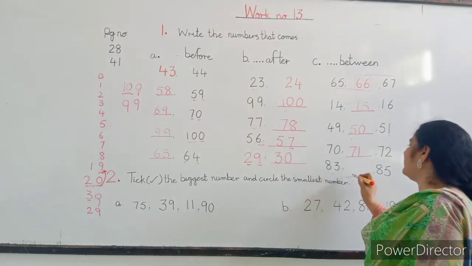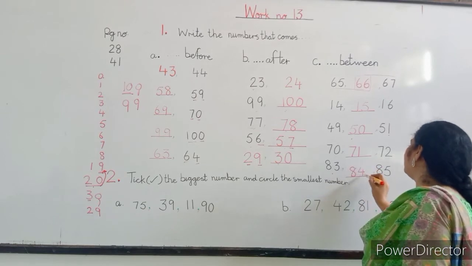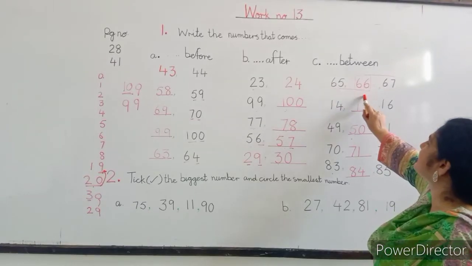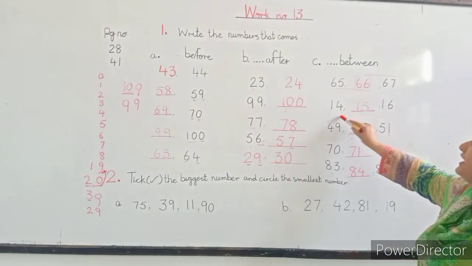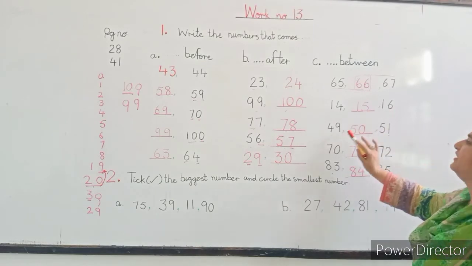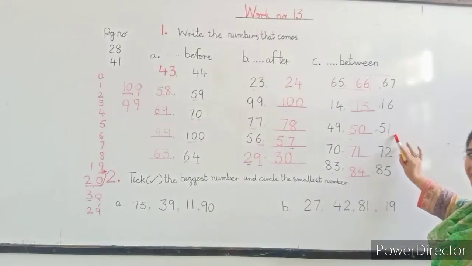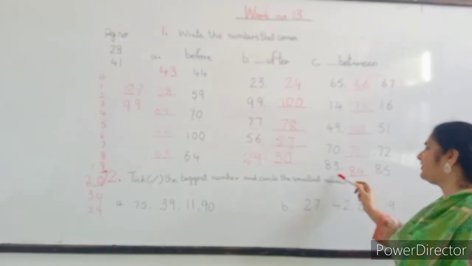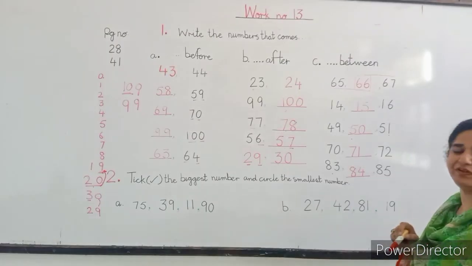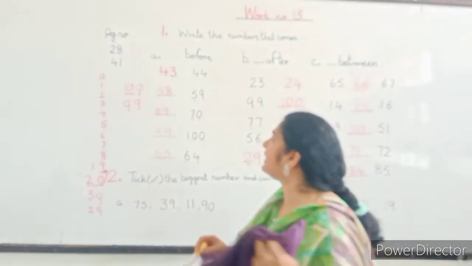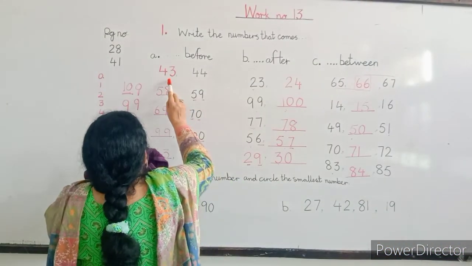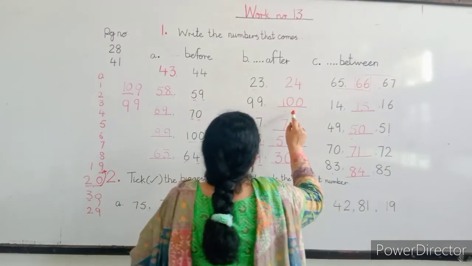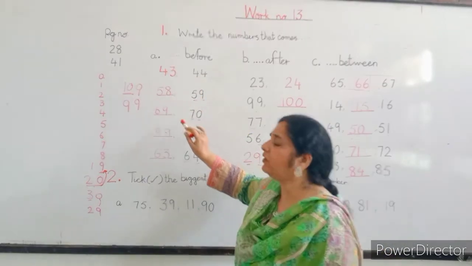What comes after 83? 84. And what comes before 85? 84. So it is 65, 66, 67, 14, 15, 16, 49, 50, 51, 70, 71, 72, 83, 84, 85. Okay children, now you will see that in your book only this number is the same but the rest of the numbers are different. So you will solve this question number 1 in your book.